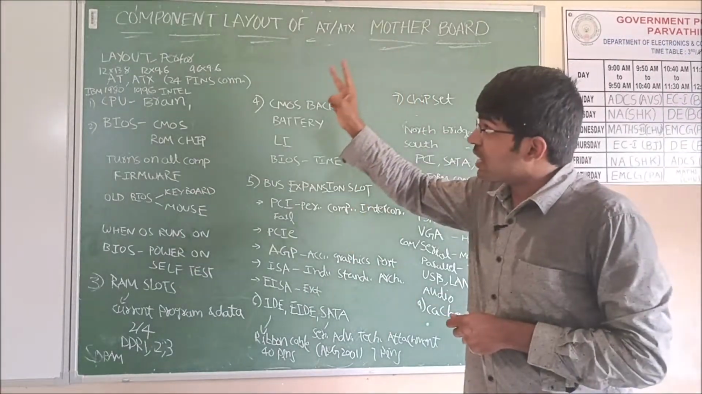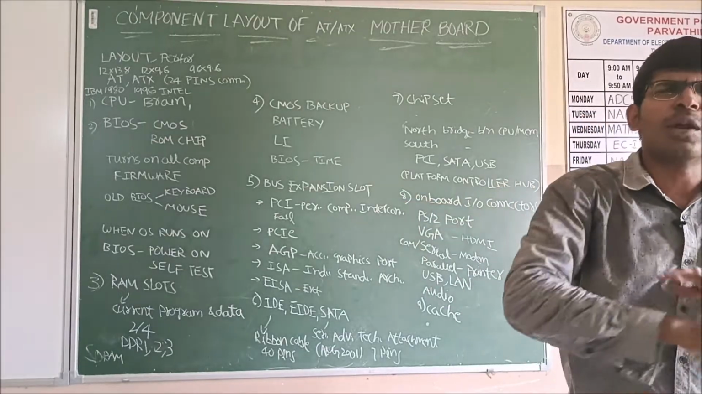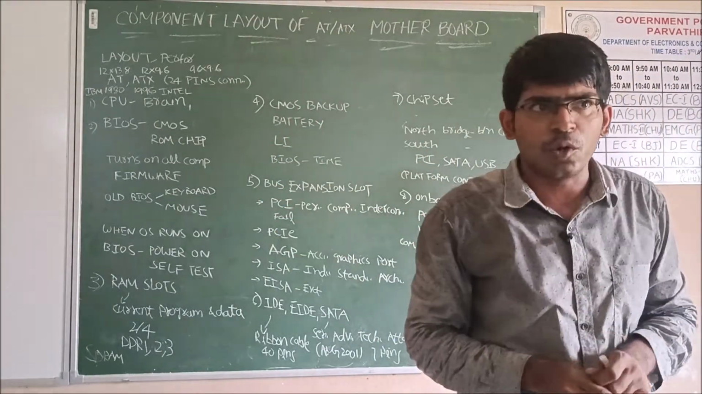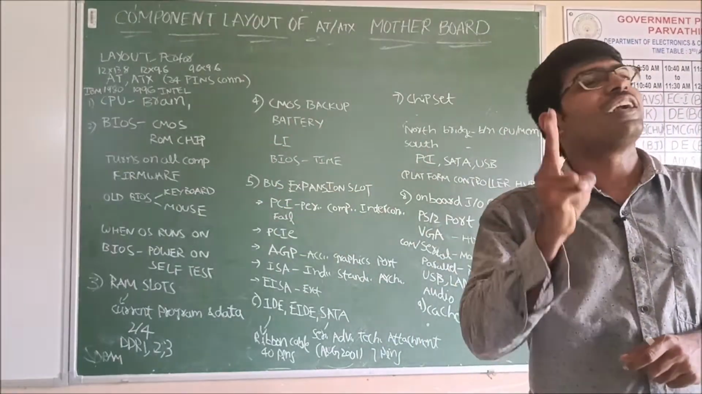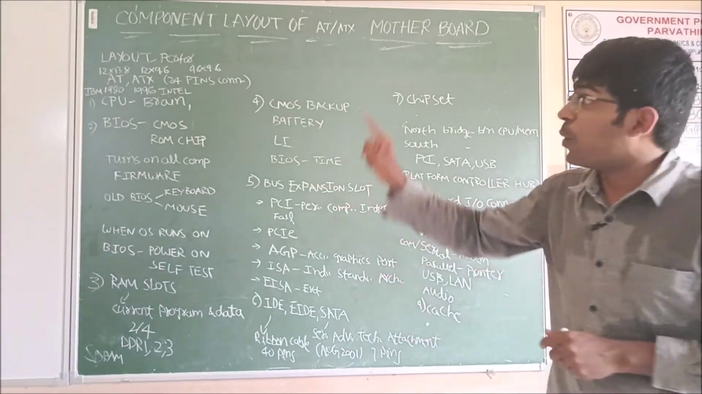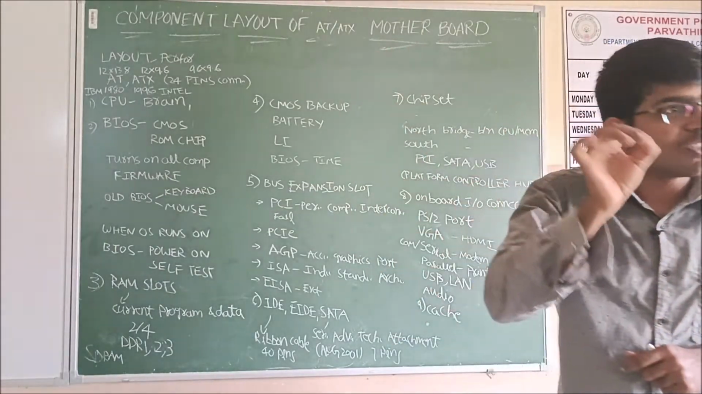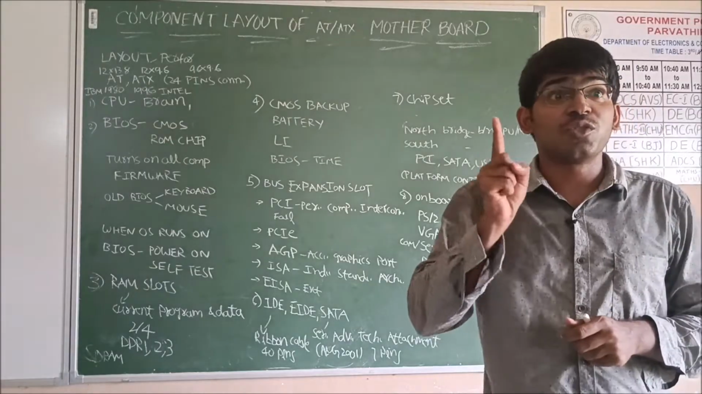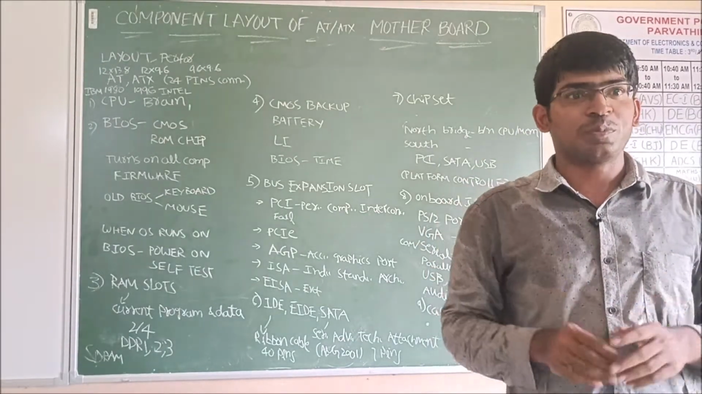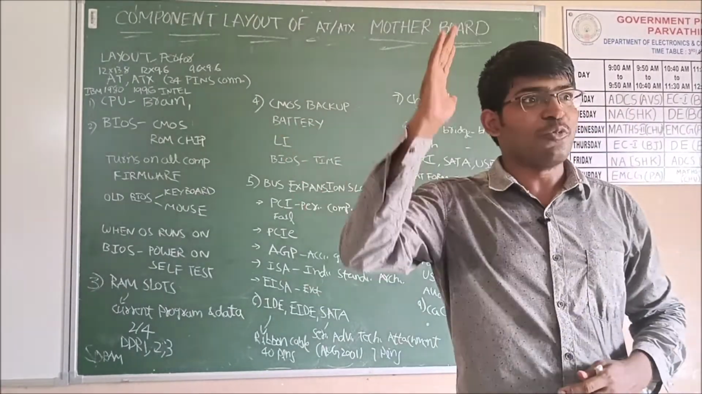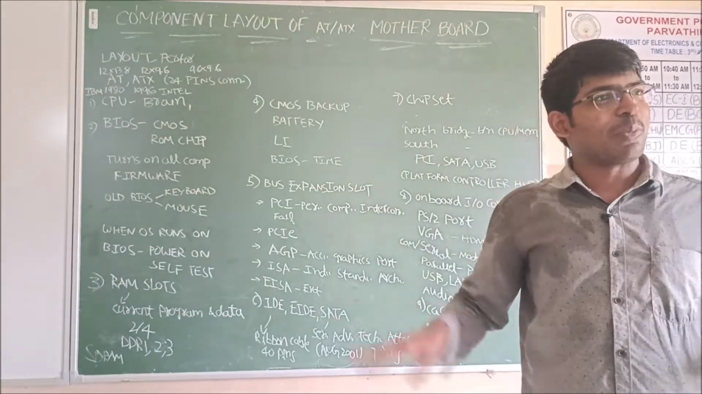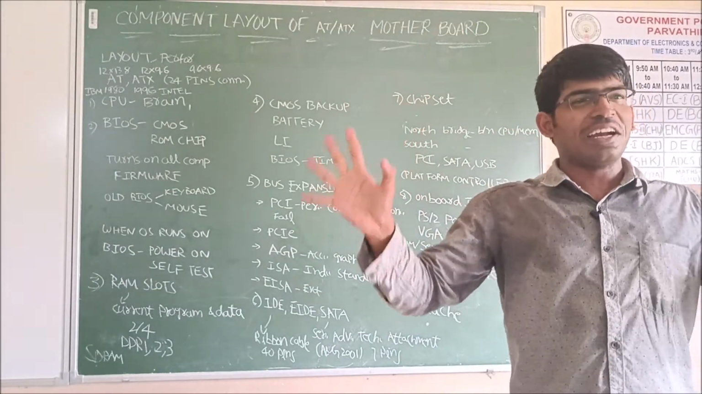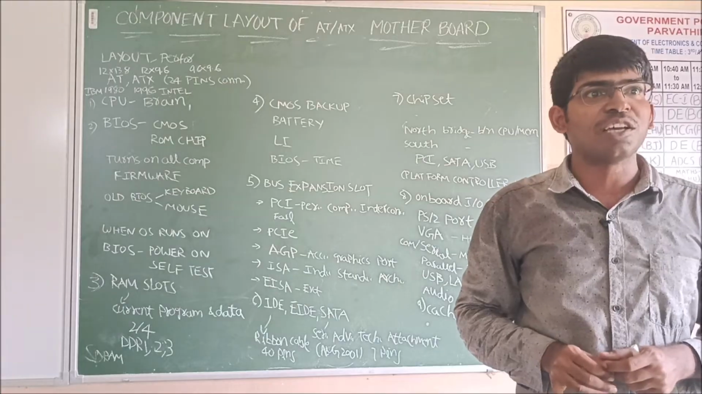Now, there are two important layouts. There are many layouts available for the motherboard, but there are only two important layouts which we can discuss. One is the AT layout, Advanced Technology layout. This was first introduced by IBM. IBM came saying that we have introduced a motherboard. It will integrate all the components on a single board.